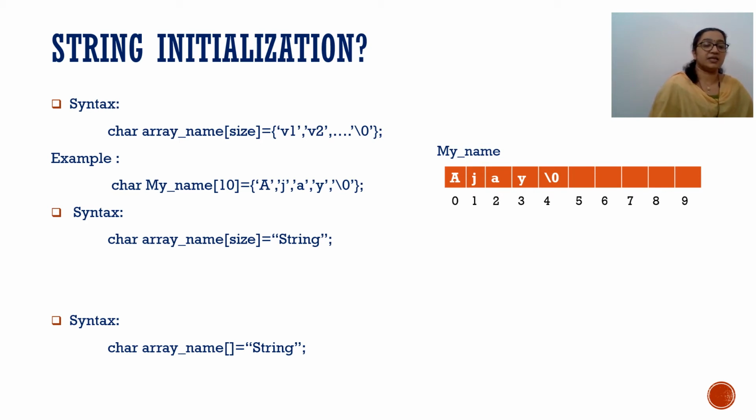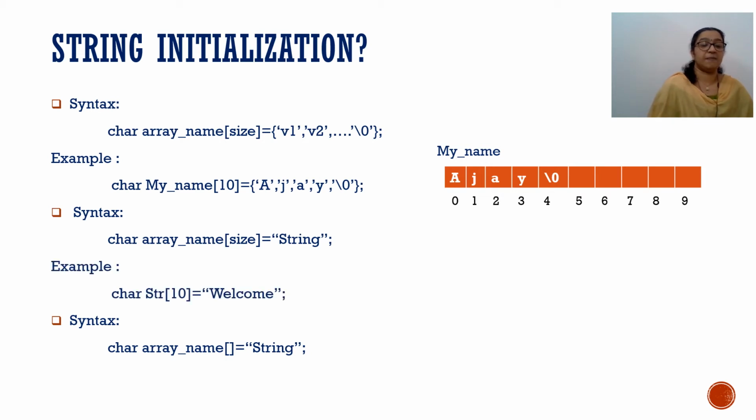Now see the second method. Char, array name, then in the square brackets the size, equal to, then in double quotes we can directly put the string. No need for brace open and close or each letter. We can directly put it in double quotes. So that is another method. Here we didn't specify the backslash 0 letter, so it will be assigned automatically in that block. Understood? So this is the easiest way of initialization.